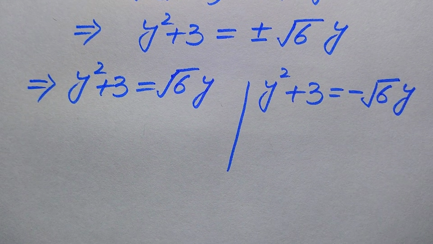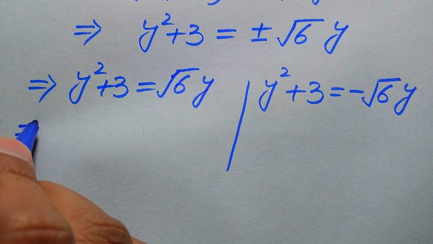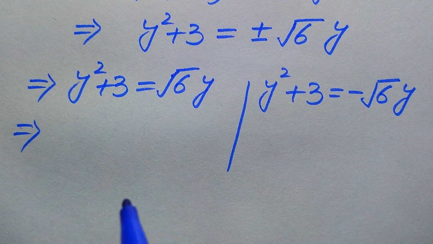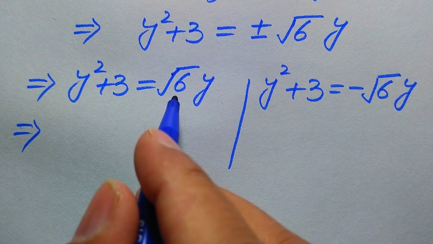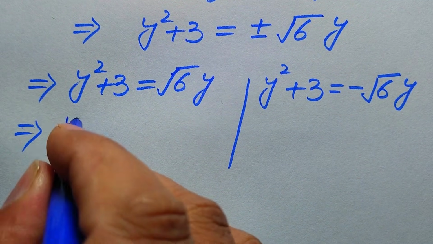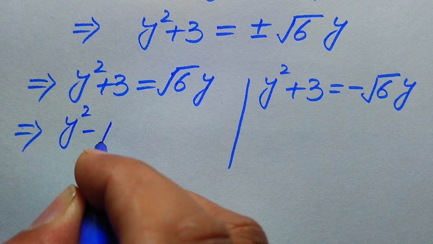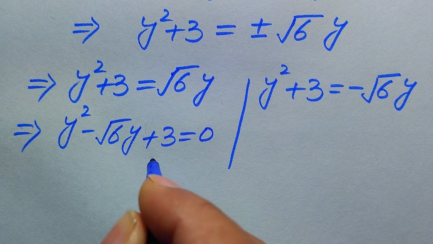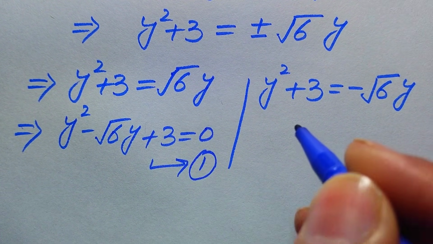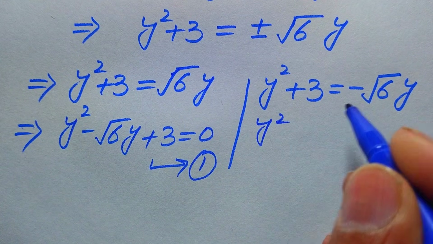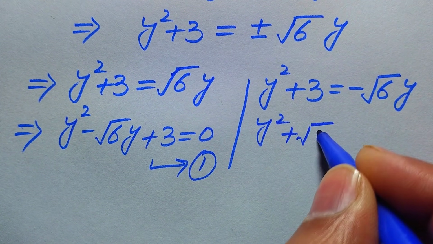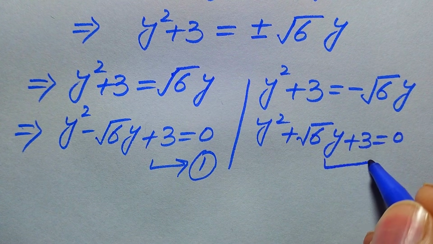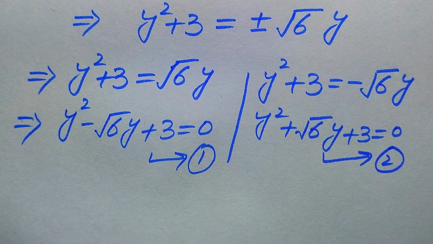So further in the next step, we need more simplifications. These are the two cases, so we solve both of them. First we move the square root of 6y to the left hand side, and it will be written as y square minus square root of 6y plus 3 is equal to 0. We call this equation number 1 or case number 1. And from here we move this value to the left hand side, and it becomes y square plus square root of 6y plus 3 is equal to 0, and we call this our equation number 2.